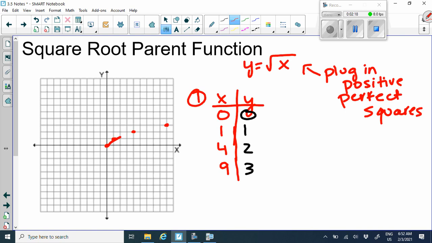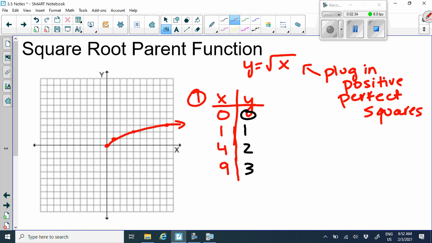Okay. And then we connect all the points and then have an arrow. Okay. So notice this is more of a ray. So we have a starting point and then we keep going on. Now it's not a straight line. So similar to a ray, but not quite, because here we have a little curve.